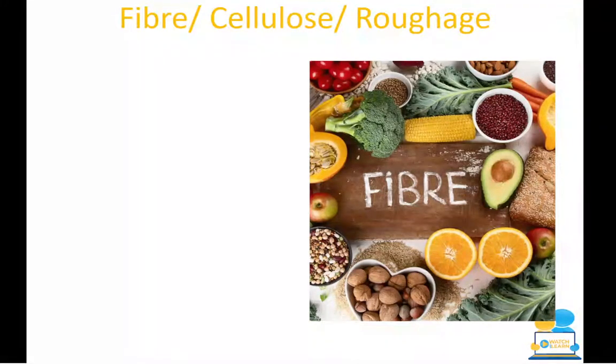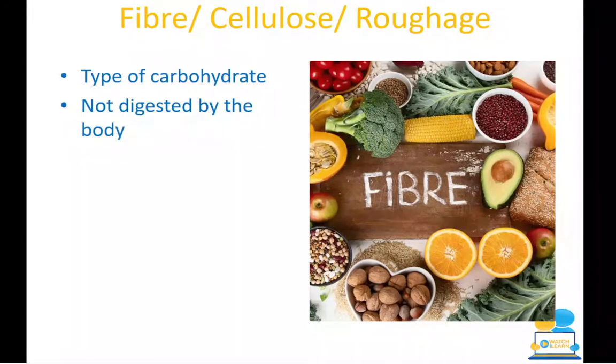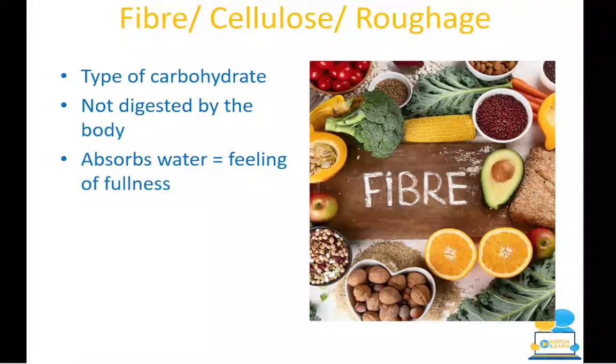So fibre is also known as cellulose and is also known as roughage. So all these terms mean the exact same thing. They are a type of carbohydrate. They are not digested by the body. So basically your body consumes fiber to help push all the food through your intestines, and it maintains good gut health. If you don't have enough fiber in your diet, you're going to become constipated.